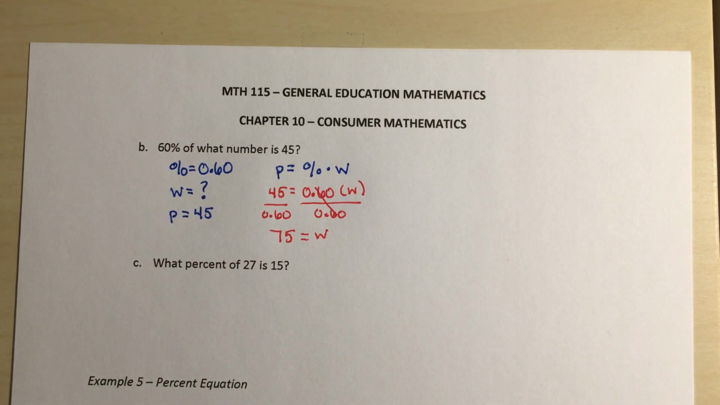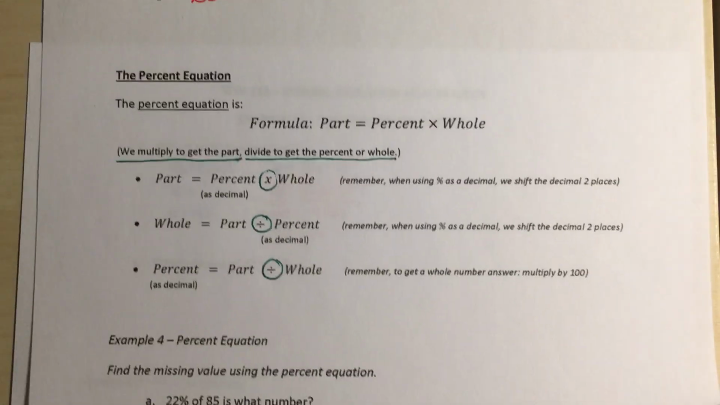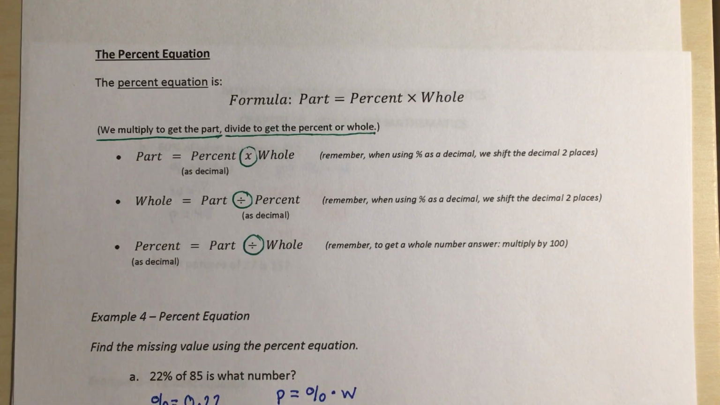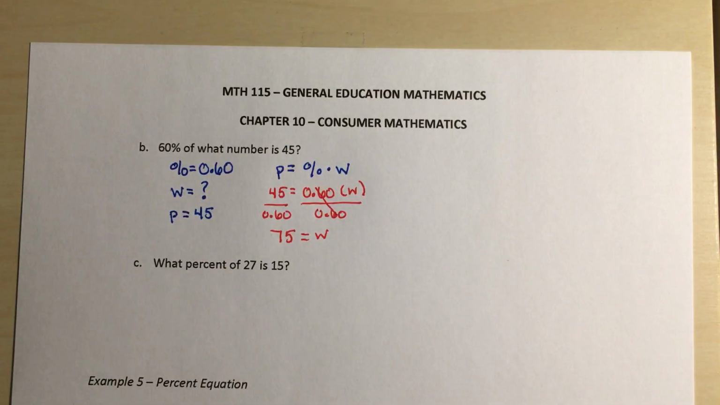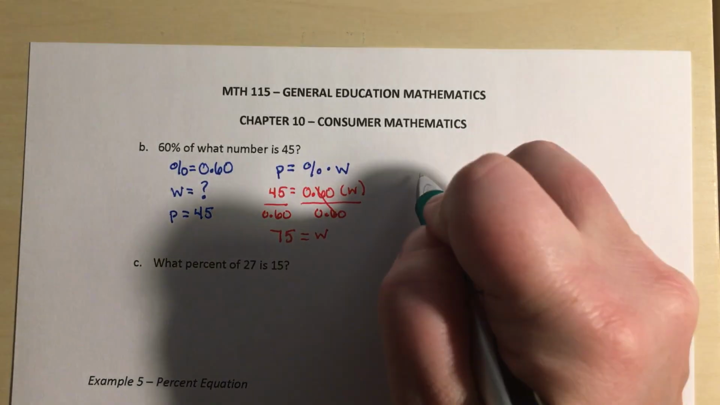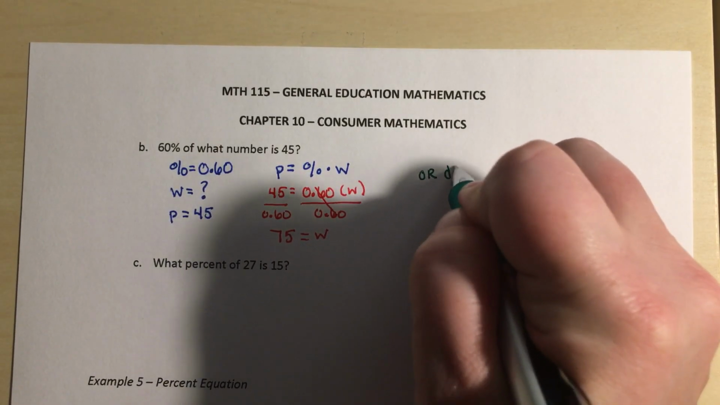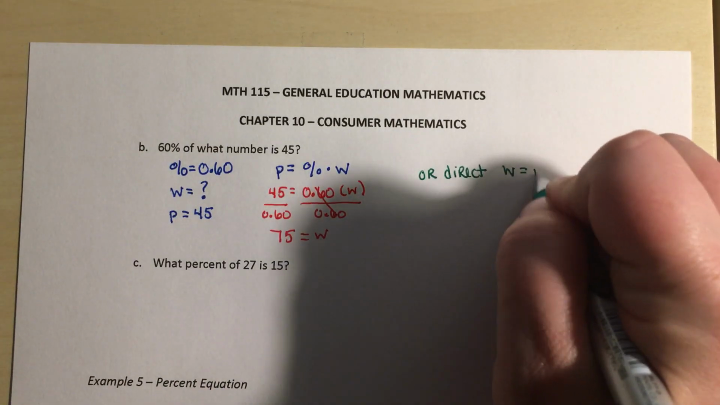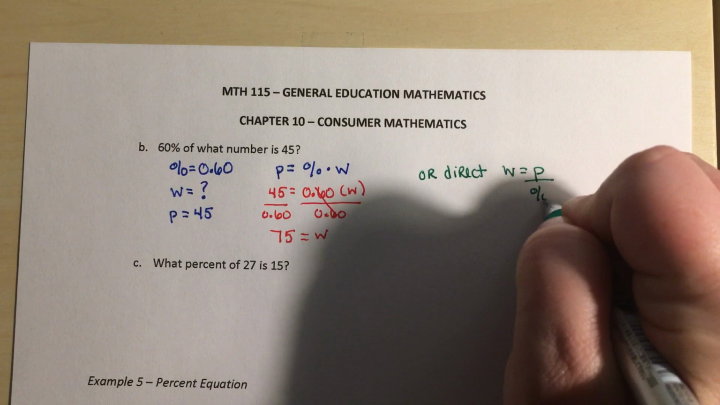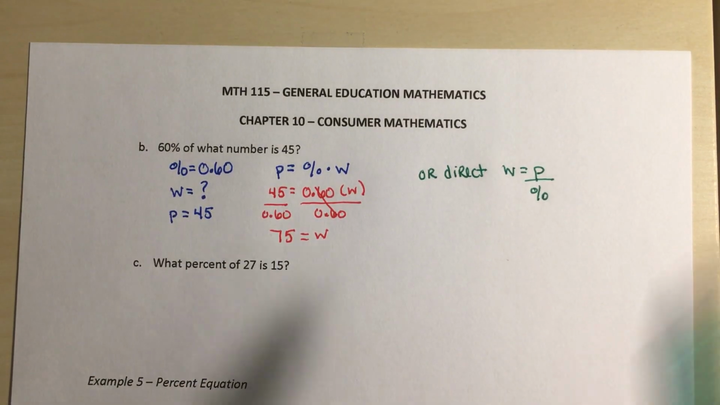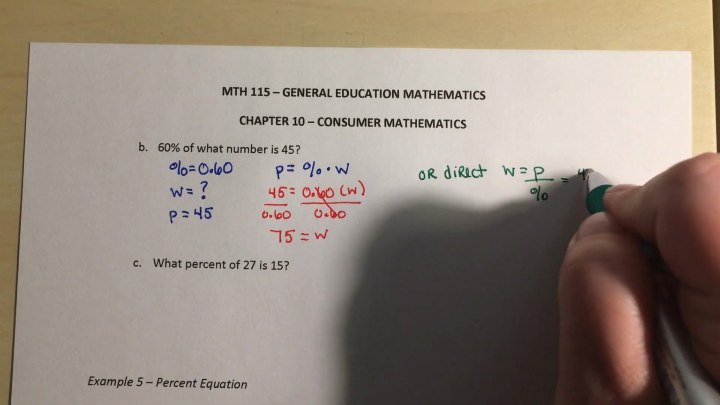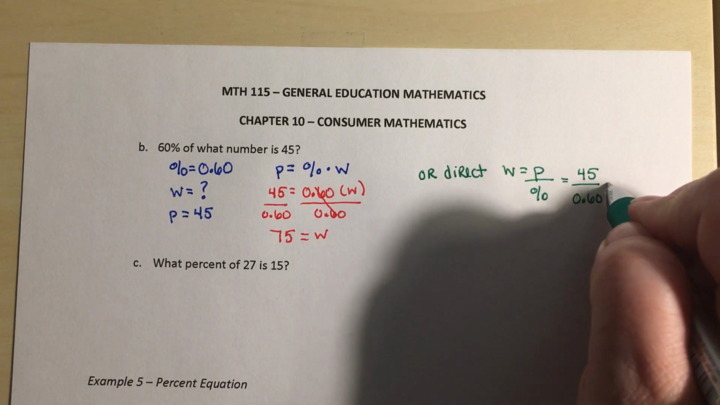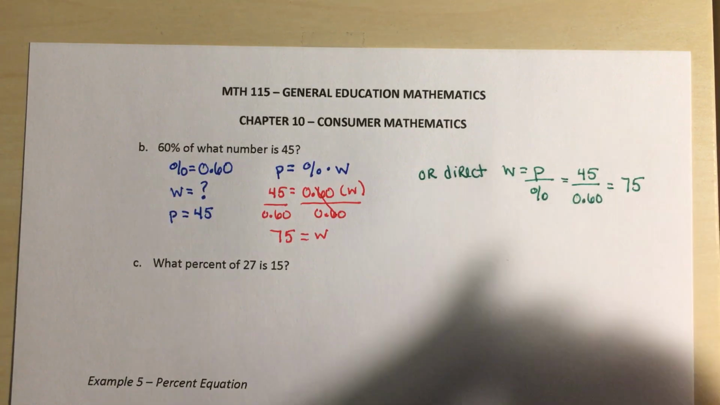Going back to the previous page, notice that we did have a little formula that directly gave us our whole. Our whole is also our part divided by our percent. So if you don't want to use our general formula, we could write out a direct calculation, right? That our whole is equal to our part divided by our percent, which is exactly what we did over here, right? We took our 45 divided by our 0.60 to get that answer of 75.